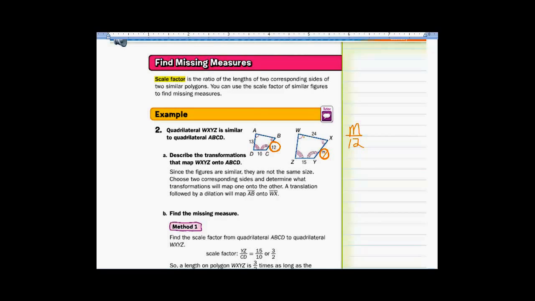Now look, we're going big to little this time. So m is to 12 as 24 is to what? Do we know this one? No, so we can't even use 24.